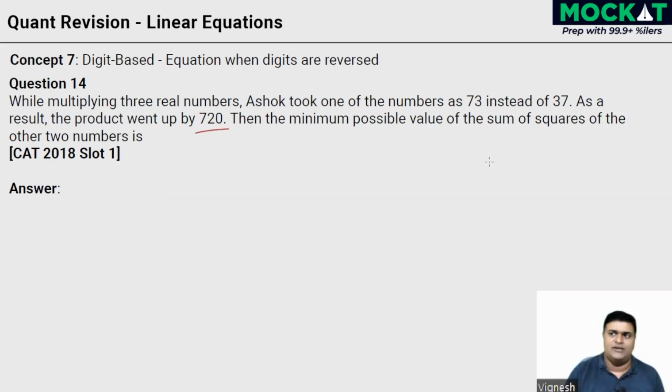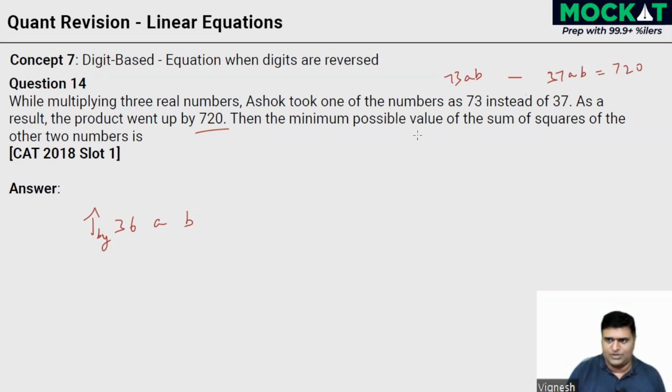Now, if you took 73 instead of 37, one of the numbers I'm increasing it. What is the increase in a number? 73 instead of 37, 73 minus 37, it has gone up by 36, right? The increase between the two is going to be 36, and the two other numbers are going to be A and B, right? You can directly write it this way. Or you can say one of the numbers is 37, then the product should have been 37 into A into B. But what did Ashok end up doing? He took it as 73 and then multiplied with A and B. The difference between these two has come to 720, right?